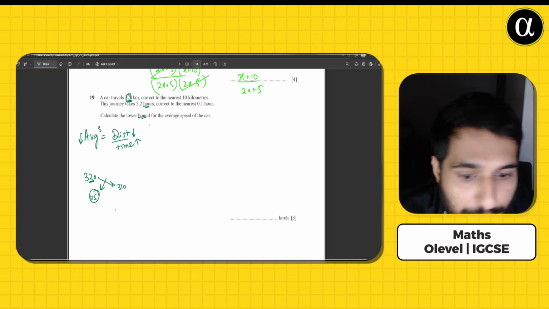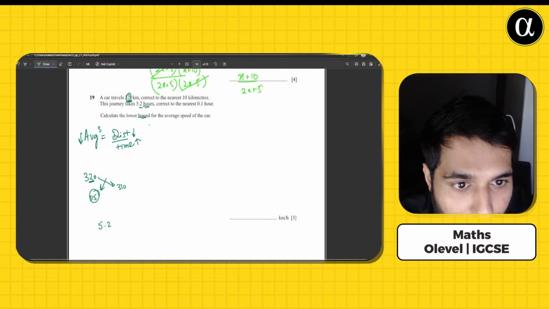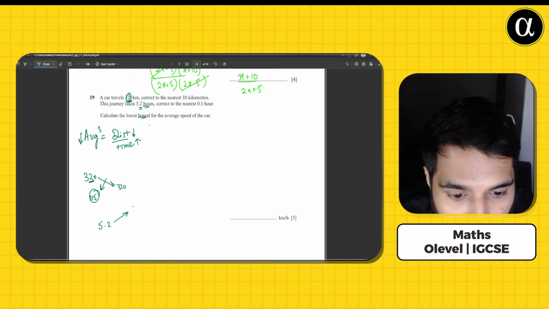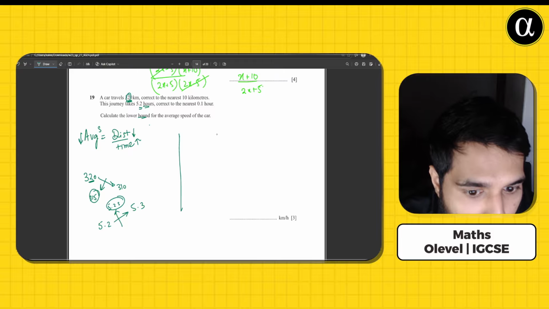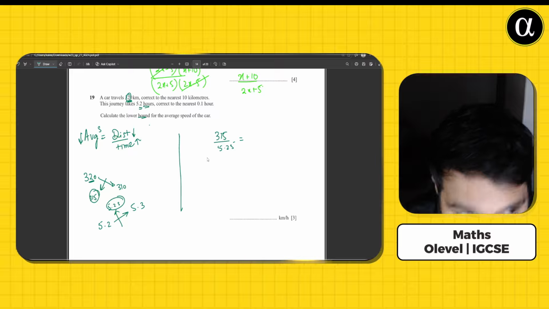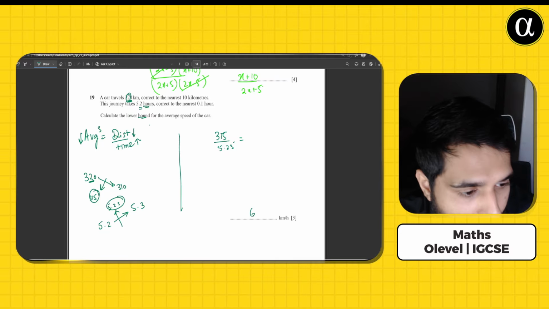Now same goes for 5.2 hours. The time was supposed to be greatest, so for 5.2 hours, we need to change by 0.1 hours. That means we change this into the next digit, which would be 5.3, and the middle value 5.25 would be my upper bound for this case. So what I'm going to do is distance 315 over 5.25, and the answer would be, let's see, 315 divided by 5.25, it's going to be 60 kilometers per hour.